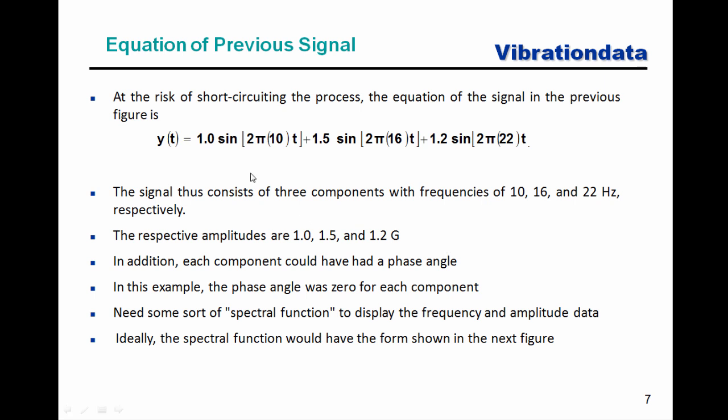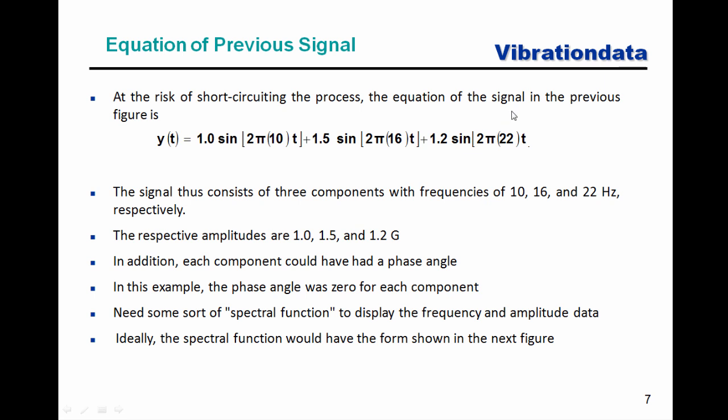So here's the mathematical function for the previous time history. We have our 3 sine functions, and the corresponding amplitudes are 1, 1.5, and 1.2 in units of g. The corresponding frequencies in units of hertz are 10, 16, and 22. Now, I could have specified a phase angle, but for this series of sine functions, the phase angle is 0 for each of the 3 cases.